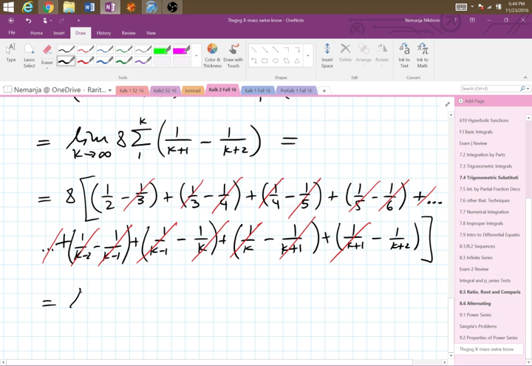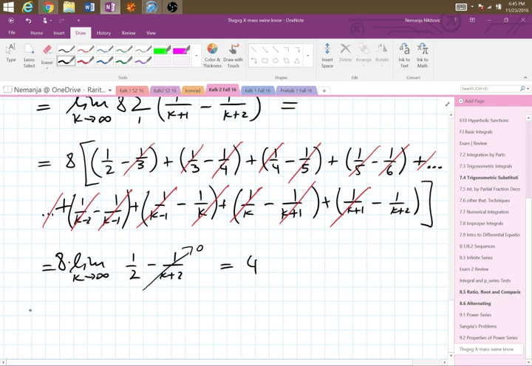So now we have the limit as k goes to infinity, 8 times the limit of 1/2 minus 1 over k plus 2. This guy goes to 0. So it's 8 divided by 2, which is 4. And that takes care of the problem.